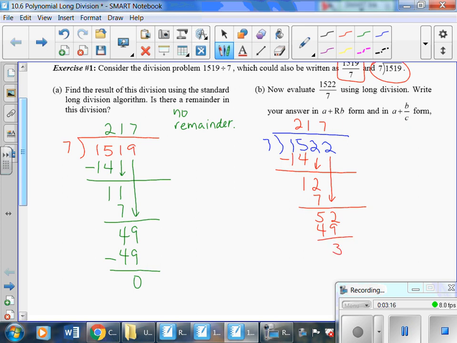So how we write that in this A plus B over C form, C is going to be our divisor, which is the 7. All right, so it's going to be 217 plus 3 over 7. Or the other way, that R that we have right here, this is the way you used to literally write it in fourth grade, was 217 with a remainder of 3.